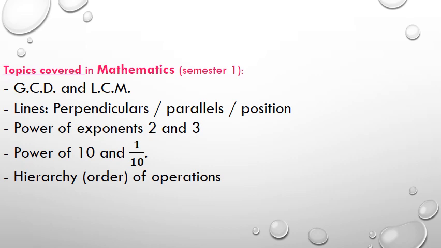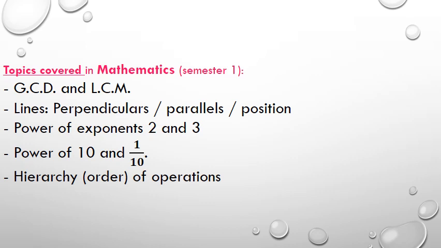So during semester 1, the topics covered in mathematics were: we have seen the GCD and LCM. We have learned how we can find the GCD and LCM of two natural numbers, the steps to do so. The second lesson was about lines, the positions of lines, perpendicular lines, parallel lines, and intersecting lines, and the most important properties of parallel lines and perpendicular lines.